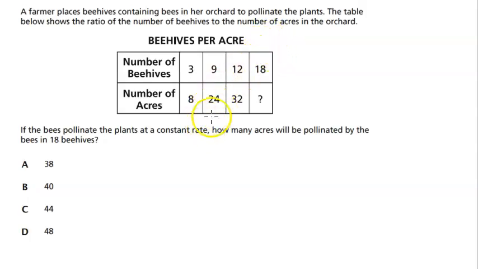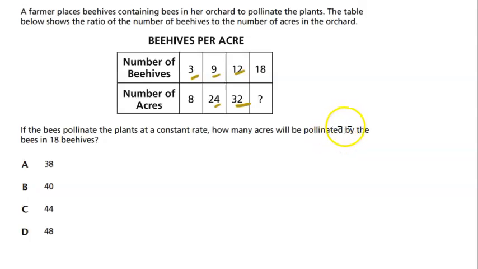So let's see what the farmer has. The number of beehives needed to pollinate 8 acres of land is 3. For 24 acres, the farmer needs 9 beehives. And for 32 acres of land, we need 12 beehives to be able to pollinate them. So what do we need to find? How many acres will 18 beehives be able to pollinate?